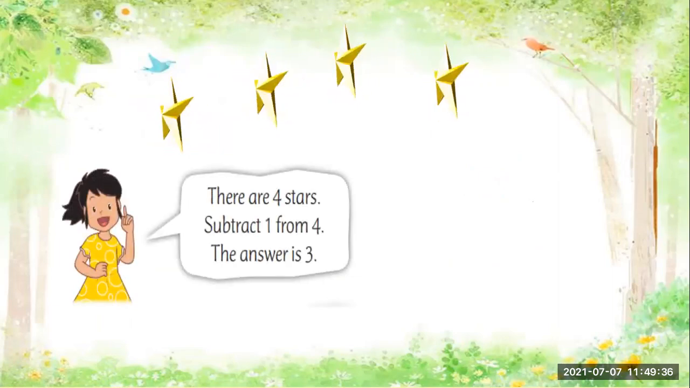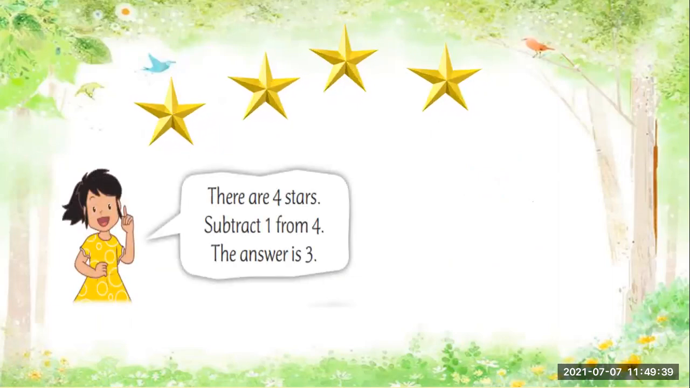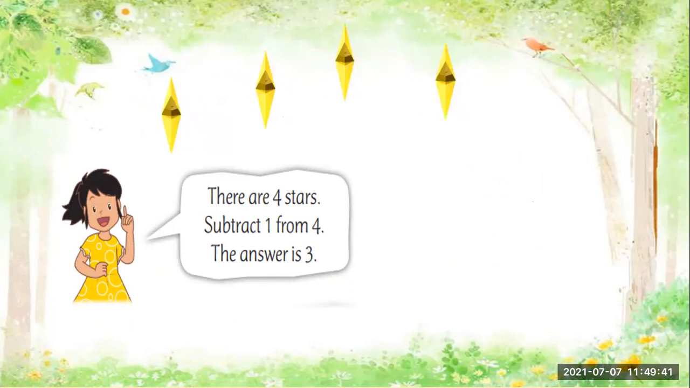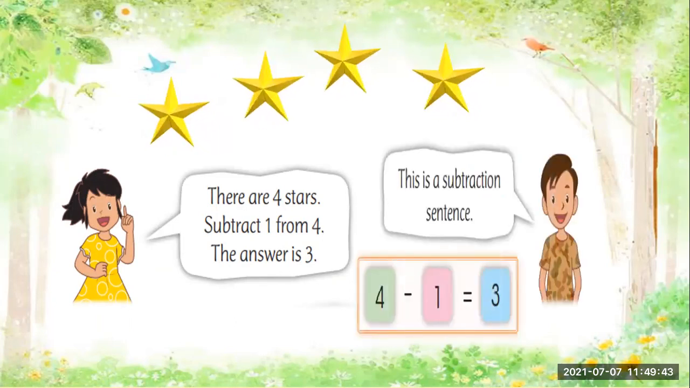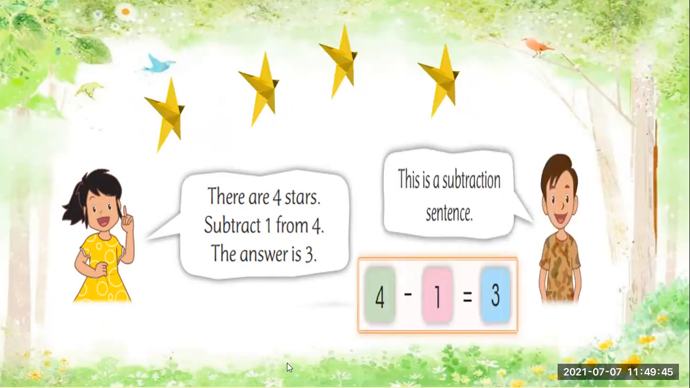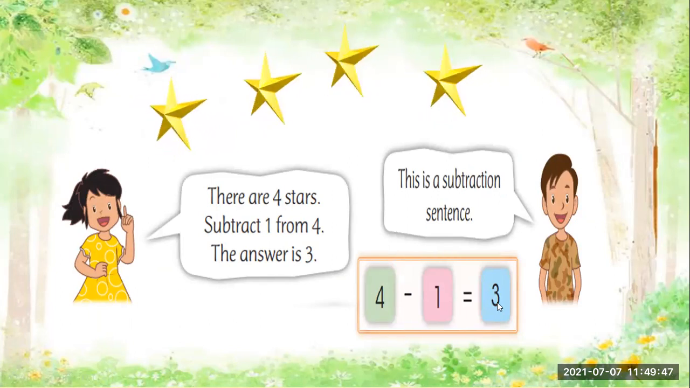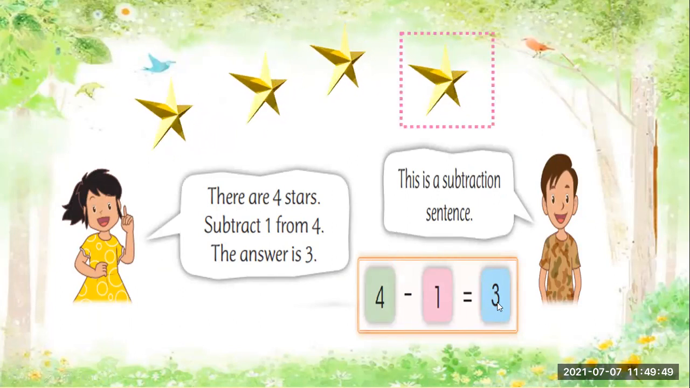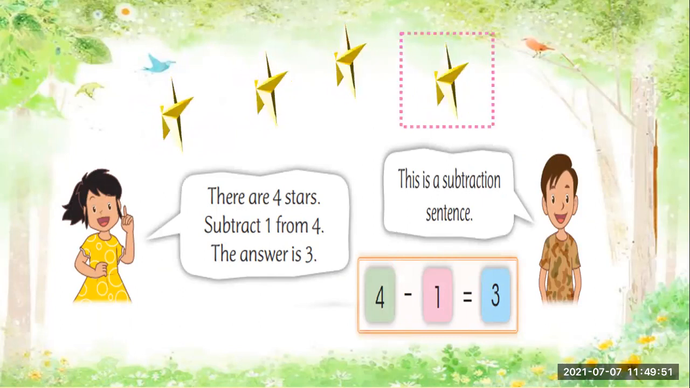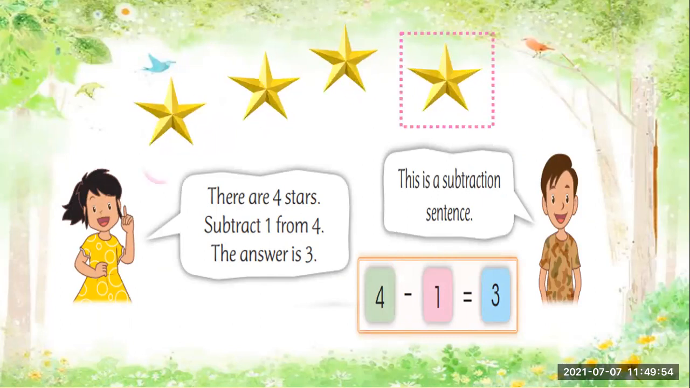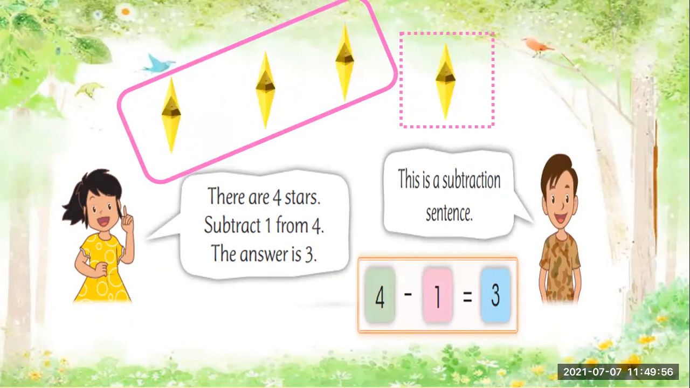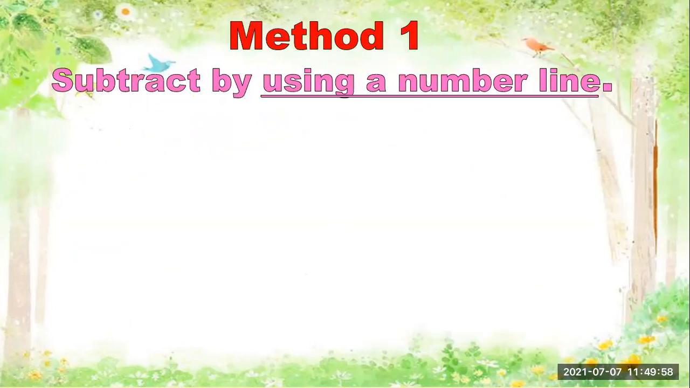And here, you can see there are 4 stars. So subtract 1 from 4, and the answer is 3. So this is a subtraction sentence. As you can see here, 4 minus 1 is 3. So 4 stars minus 1, the answer is 3. So 4 minus 1 is 3.